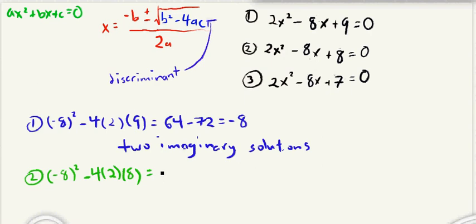All right, so let's go ahead and work that out. Again, negative 8 squared is 64, and then 4 times 2 is 8, and 8 times 8 is 64. So I end up with 64 minus 64, which is, of course, 0. And anytime we get 0 here, that's going to tell us that we're going to have one real solution.